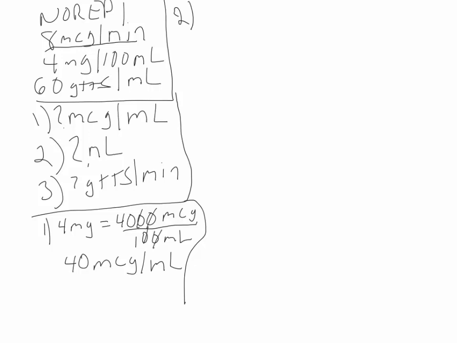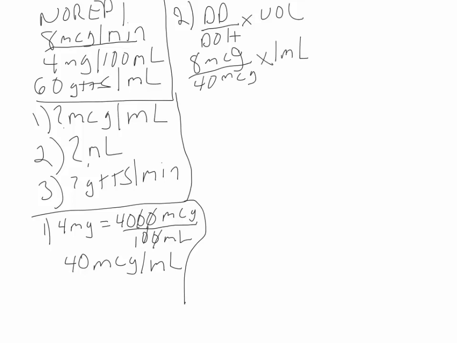And we're going to calculate how many milliliters by using the desired dose divided by the dose on hand times the volume. So in this case, our desired dose is 8 micrograms, our dose on hand is 40 micrograms, and our volume is 1 milliliter. So we're going to divide 8 by 40. 40 goes into 8 0 times. 40 goes into 80 twice. So we have 0.2 milliliters. So we know that now 8 micrograms is 0.2 milliliters.